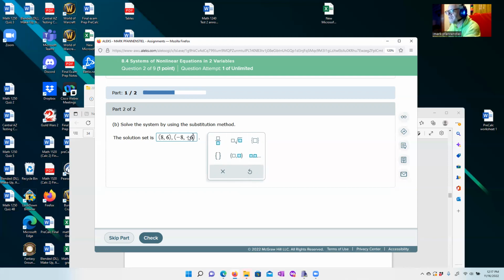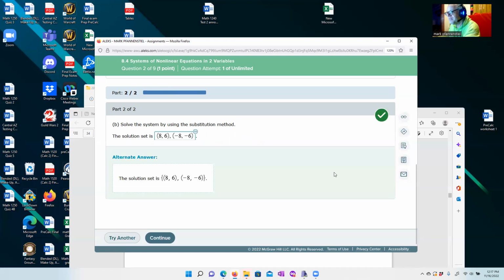I don't know why they specify substitution. Occasionally you get lucky and you do have an elimination method you can use. But for the most part, when you have nonlinear equations, it's almost always going to be substitution. Okay, so there we go. They like that. Your answer is correct, but you should put it in set notation. Oh, I should have put the sets around it. Okay, so next time we'll know.